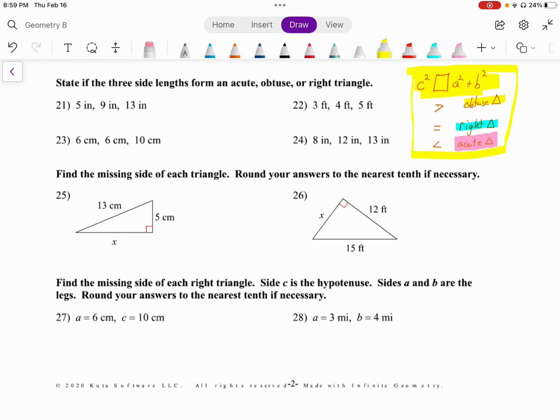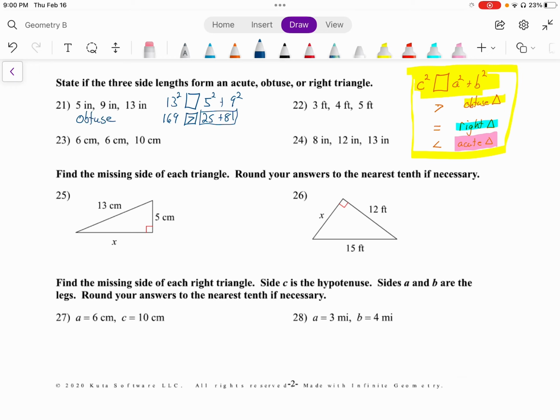So what we do is we look at the longer side squared, so 13 squared for number 21, and we want to compare that to 5 squared plus 9 squared. Finding those different values, this is 169. 25 plus 81 barely gets us over 100. You could figure out what it is, it's 106, but 169 is definitely bigger. So looking here, it's an obtuse triangle. So this one's obtuse.